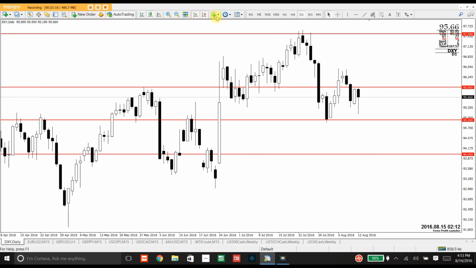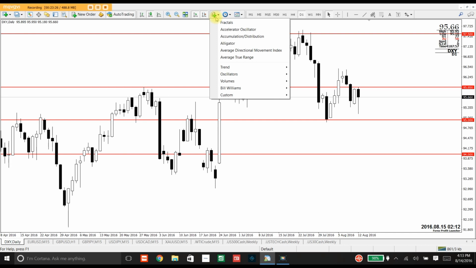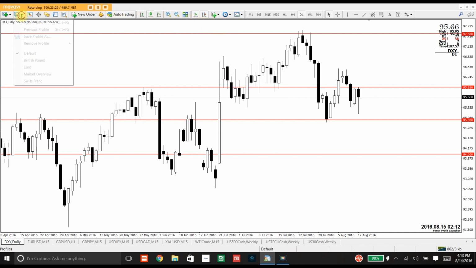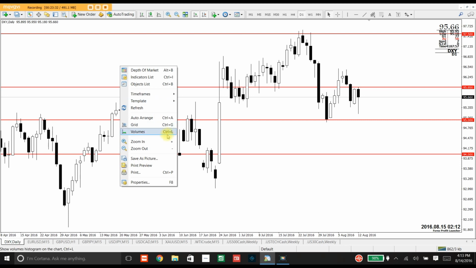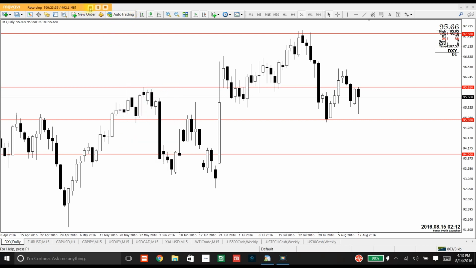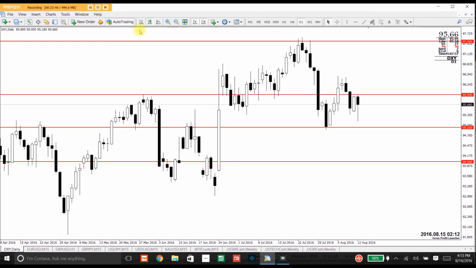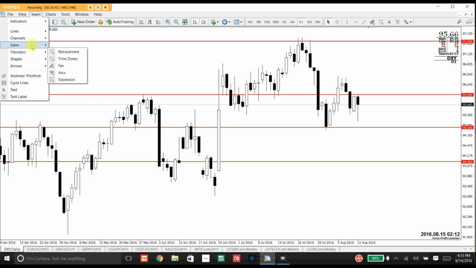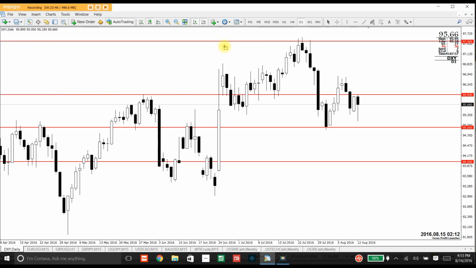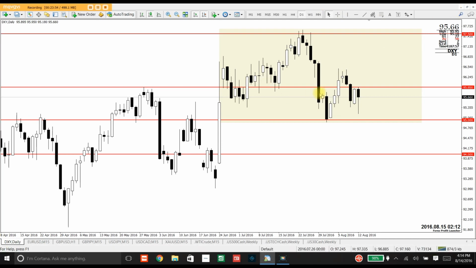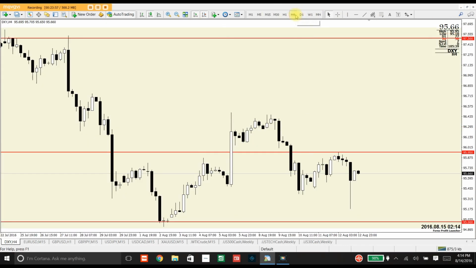Let's see if I can insert what I'm trying to insert here. Just bear with me, guys, as I try to figure out exactly how I'm going to do this. Good grief. If I move this down, there we go. That'll work. Insert. Let's do rectangle, and we're going to showcase this entire area of price action.